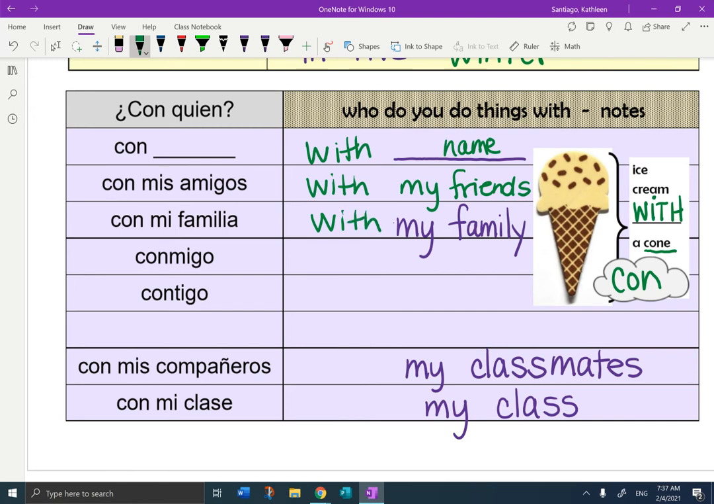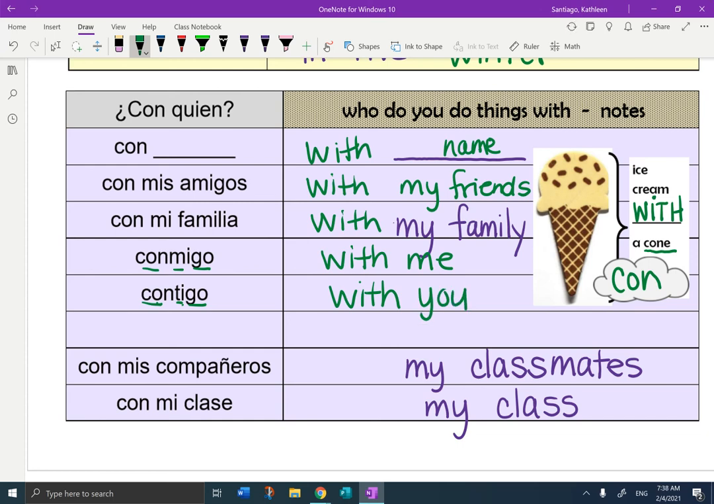Now, the next two are really cool. They're unique to Spanish. Conmigo. And I always think go with me. Okay, with me. Conmigo. All one word. With me. Contigo. Go with you. Okay, with you. Yo voy contigo. I go with you.